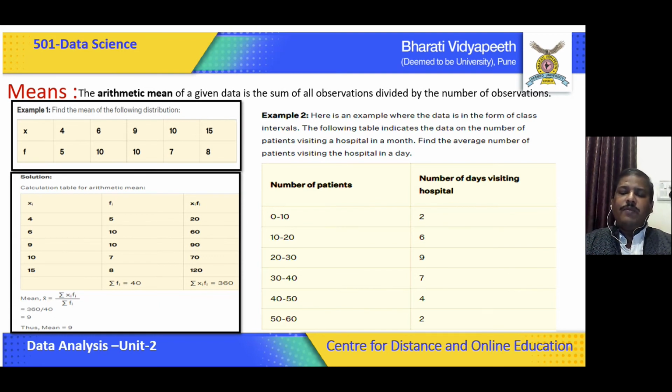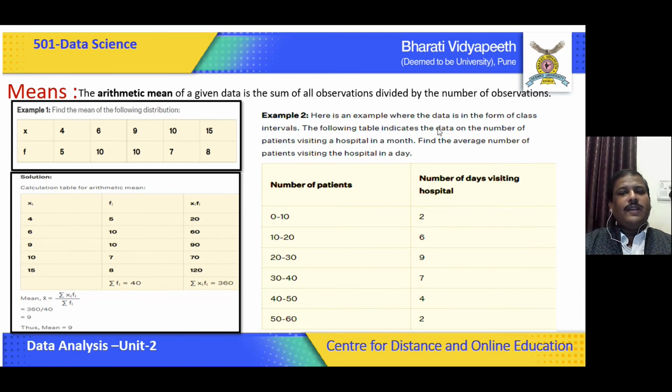How many frequencies can you have? They are visiting two times, so you can have the number of days visiting a hospital. For 0 to 10 patients, they come twice in, suppose, the number of days in the hospital. So you can find 2 days.